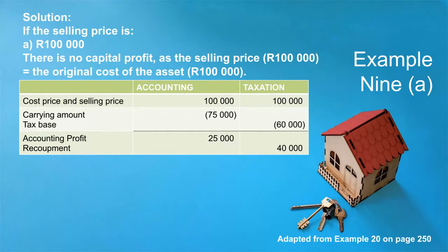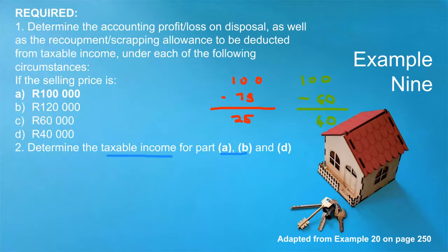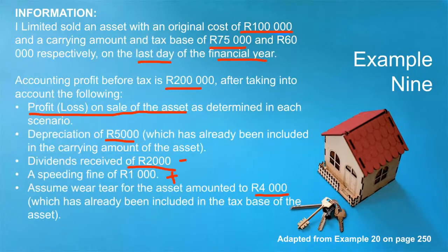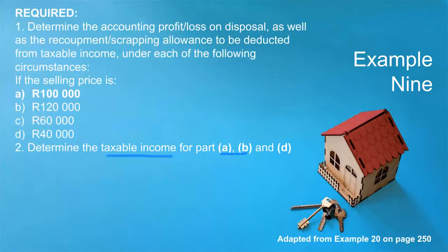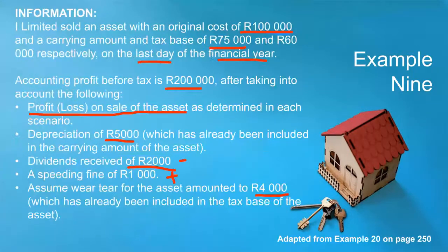In this first example, we didn't need to limit the selling price to the cost price because the selling price and the cost price were equal. So in part B you're going to have a look at where we're going to need to limit it. But just keep that in mind. Let's move on to scenario B, where we're going to need to do it. But now let's move on to required two.